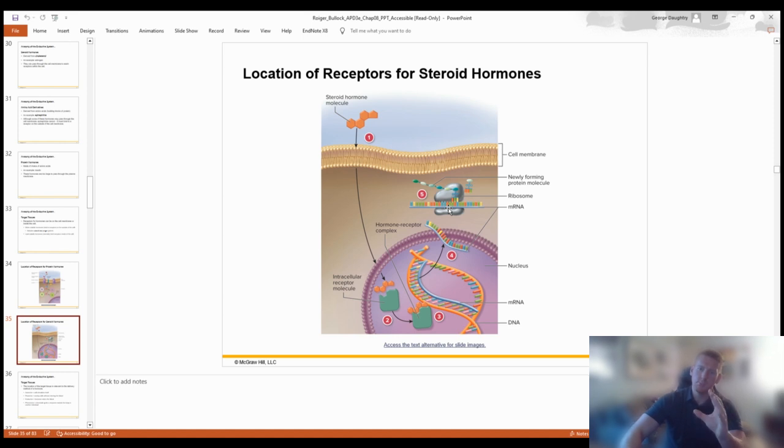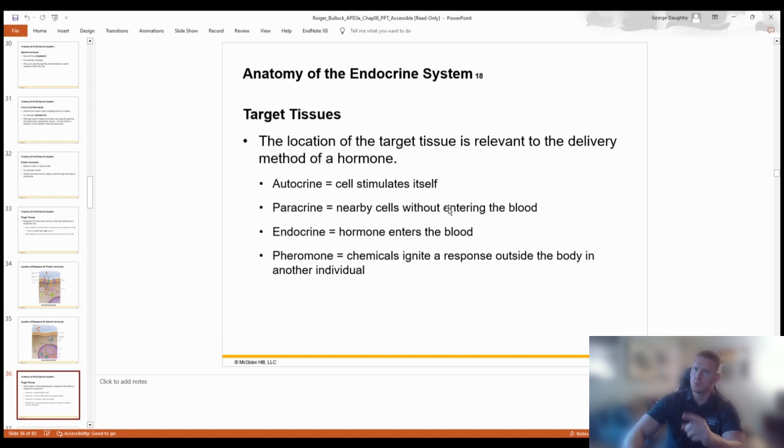In either case, most of the time, the conversion process is just trying to make its way to the nucleus so that we can stimulate protein synthesis. That's what's happening the majority of the time. Can other things happen? Sure. But that's typically the outcome of some of these protein hormones and these steroid hormones. We're trying to work our way to the nucleus of the cell.